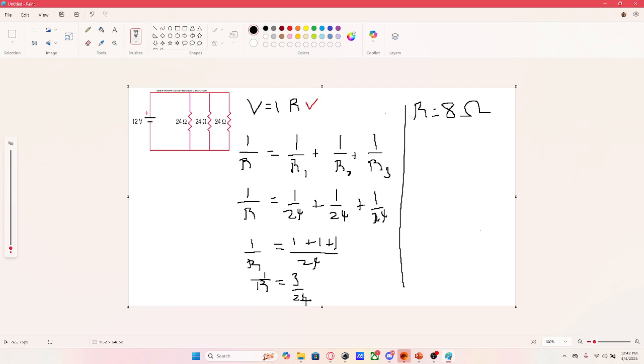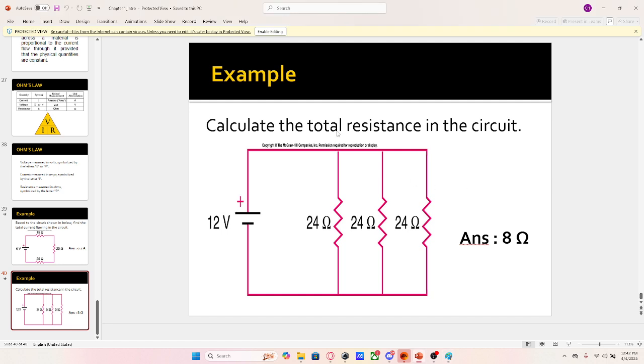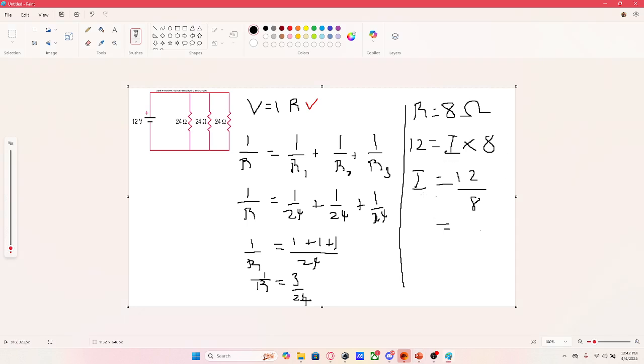V equal to IR. V is 12 volts equal to I times 8. We'll get I equal to 12 over 8. Oh, it asks us to calculate the total resistance. So we do not need to find the current. But in case they need to find the value of current, we answer it like this. V equal to IR, so what we did was correct. So our answer is R equal to 8 ohms.